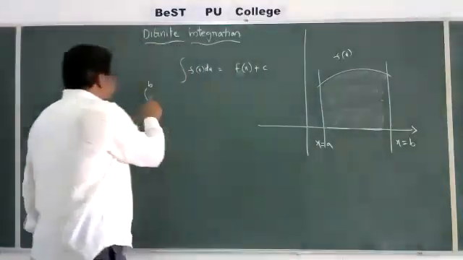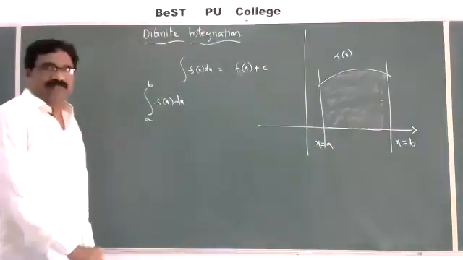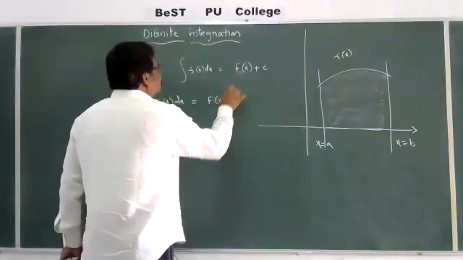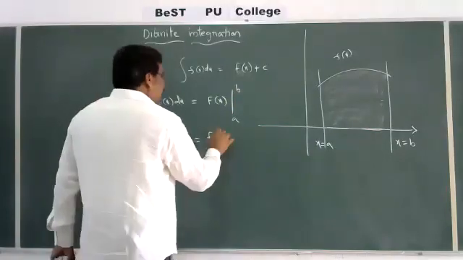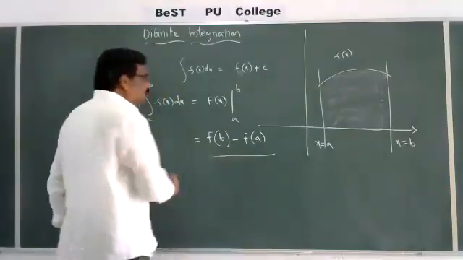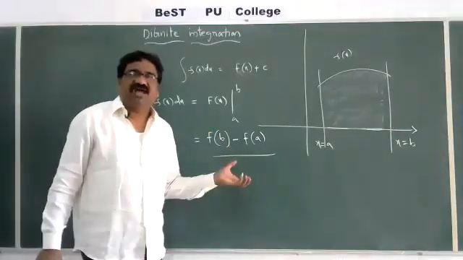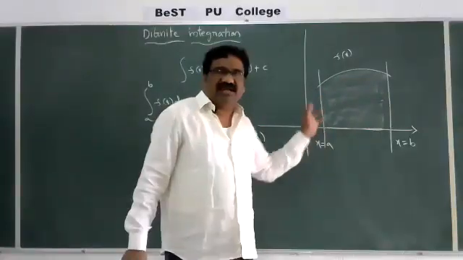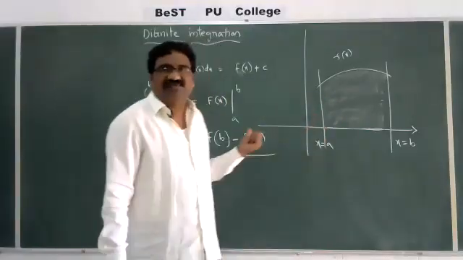So apply the integral a to b f of x dx. Then do the integration. You get capital F of x from the limits a to b. Then substitute the upper limit, that is F of b, minus the lower limit F of a. Then you get the numerical value. That numerical value is the area of this curve in between x is equal to a and x is equal to b and the x-axis. So that is called definite integration.